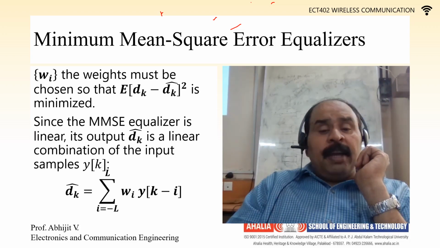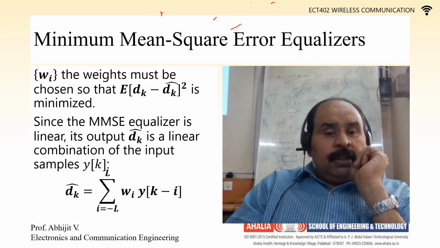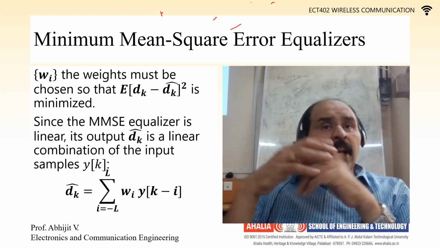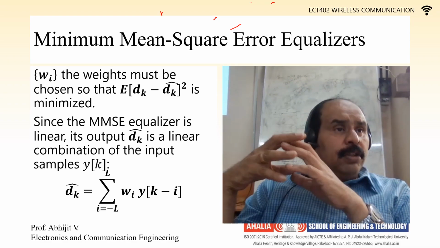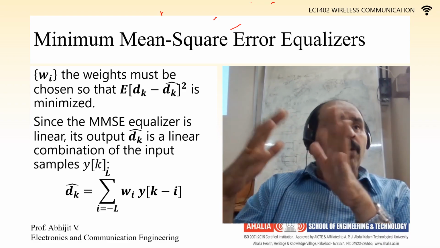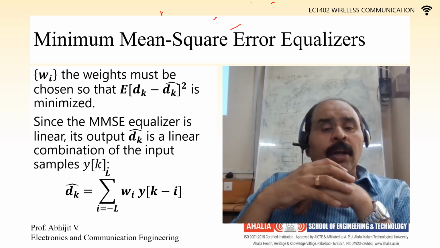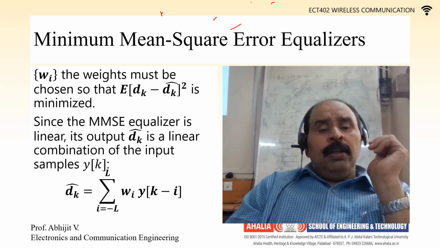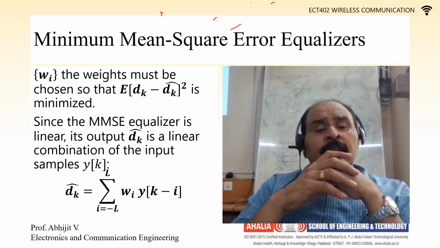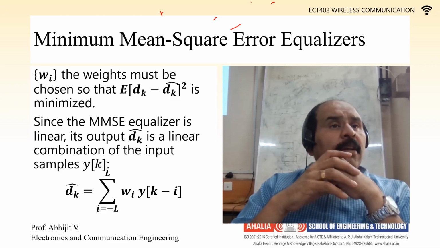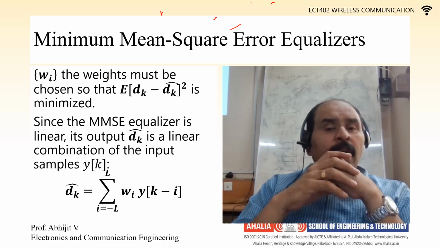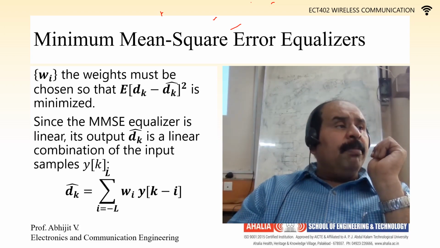Since this MMSE equalizer is linear, the output dk should also be a linear combination of the input y of k, where k or n is the number of samples you are taking, right? So here the output dk is nothing but the sum over i from minus L to L of Wi times y of k minus i.